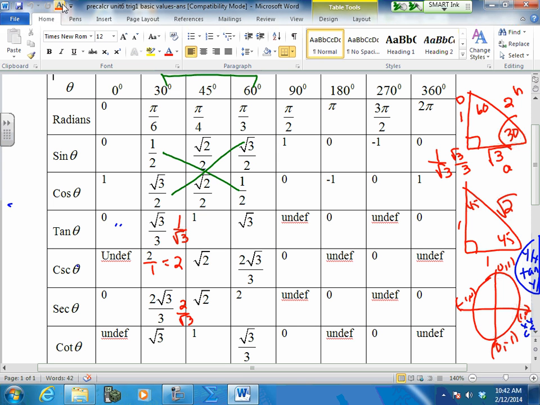Now, my tangent should be the same as my cotangent. My cotangent should be the same as my tangent. My secant is the same as my cosecant. And those, do you see them? Their co-functions are the same. They're complementary angles.